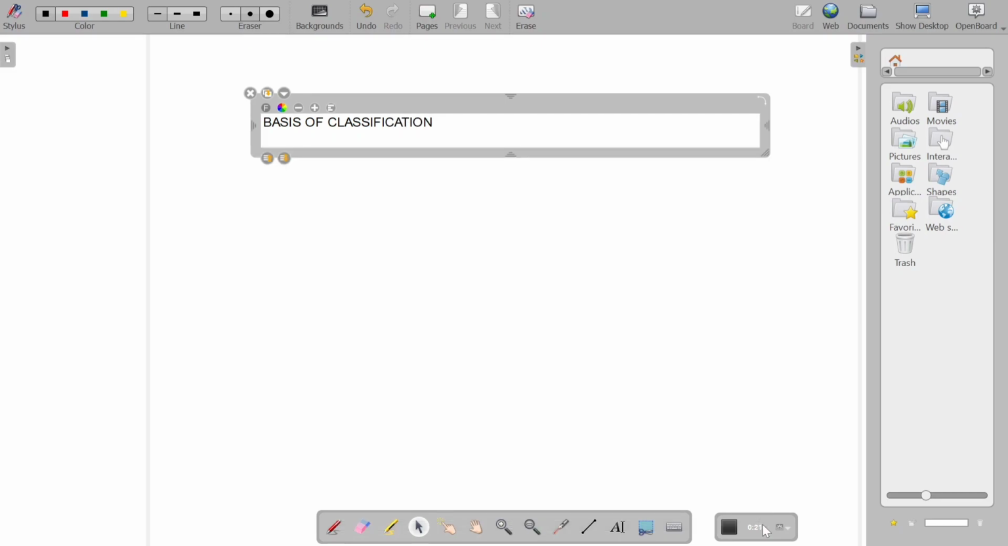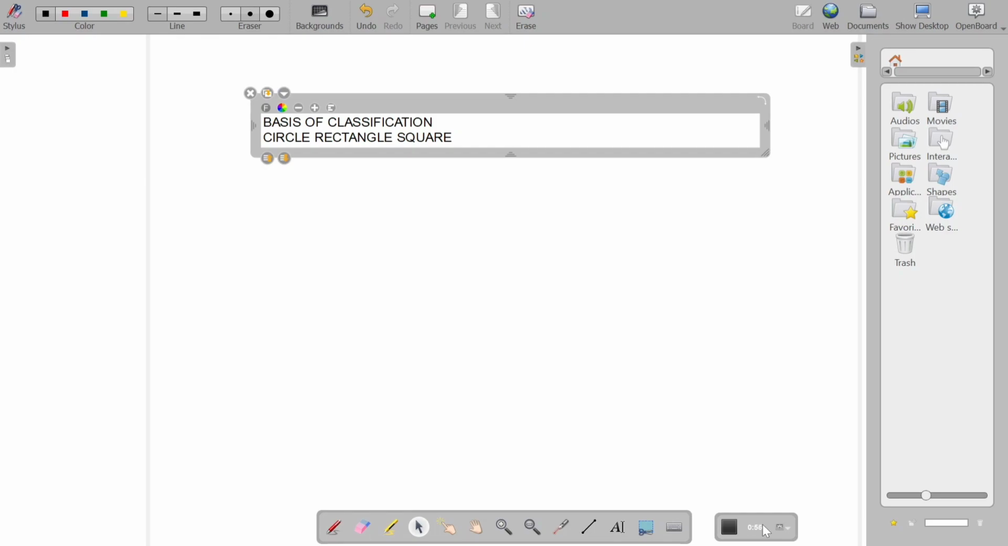The term classification means the method of arranging organisms into groups. For example, there are different types of shapes: there is a circle, there may be a rectangle, there may be a square. According to the shapes, we can classify and arrange them. So that is classification in general.